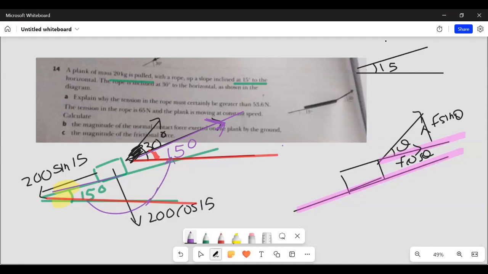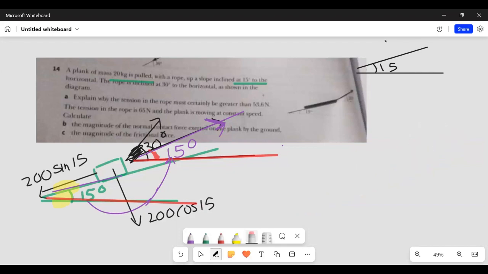Okay, so 15 degree angle of inclination here. So there's a 15 degree angle over there as well. That means the remaining angle that's left of the 30 degree is 15 degree as well. 30 minus 15 is 15 degree. So the targeted angle that we need to resolve the force component is actually that upper 15 degree.